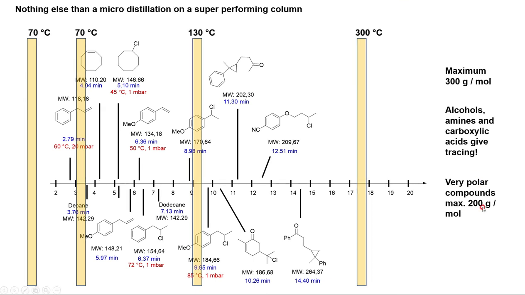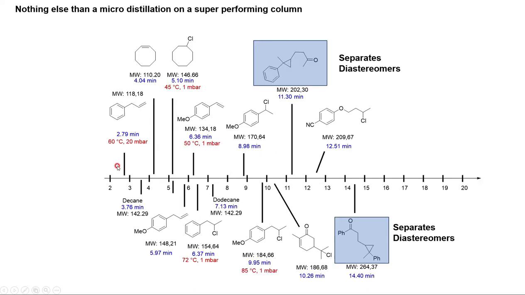For very polar compounds, obviously this scale doesn't apply. Polar compounds will elute, in terms of molecular weight, later than hydrocarbon compounds. A polar compound with a molecular weight of 150 might be observed in this area and not here. So this scale is only approximate.